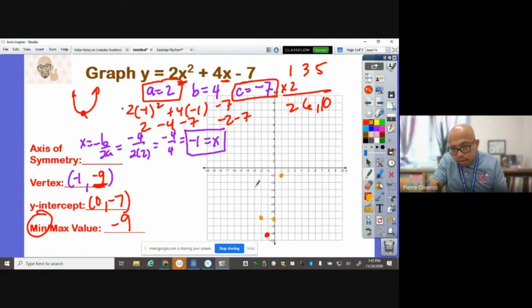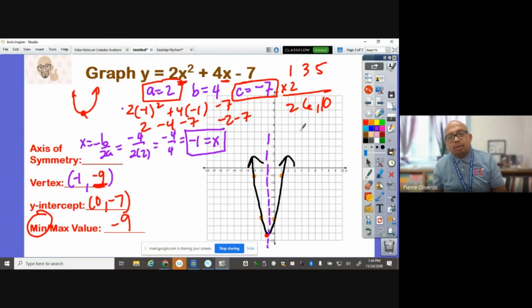And then reflection on the other side, reflection here. You don't have to do the 10. Connect, make it a U shape, arrowheads extended. And don't forget to draw your axis of symmetry. And that's how you graph a quadratic equation.